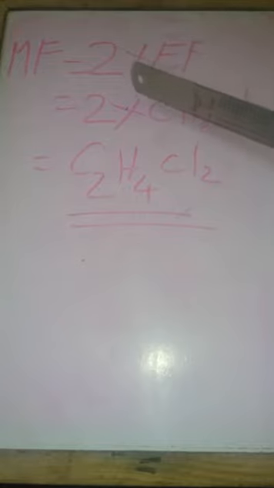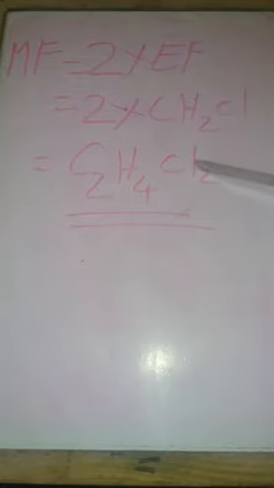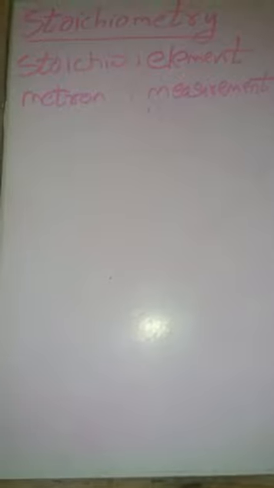So from the definition, molecular formula shows the number of atoms exactly present in the given molecule of the compound, and empirical formula is the ratio of the number of atoms present in the given compound. My next topic is stoichiometry and stoichiometric calculation. What is the meaning of the word stoichiometry?